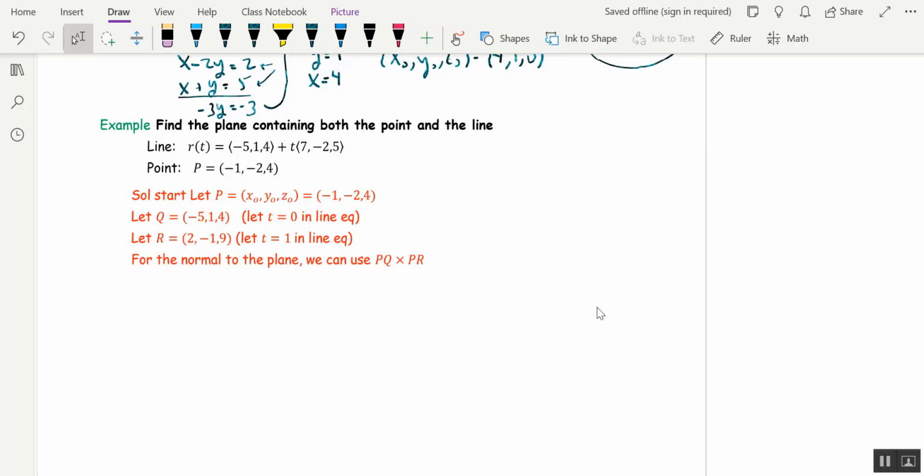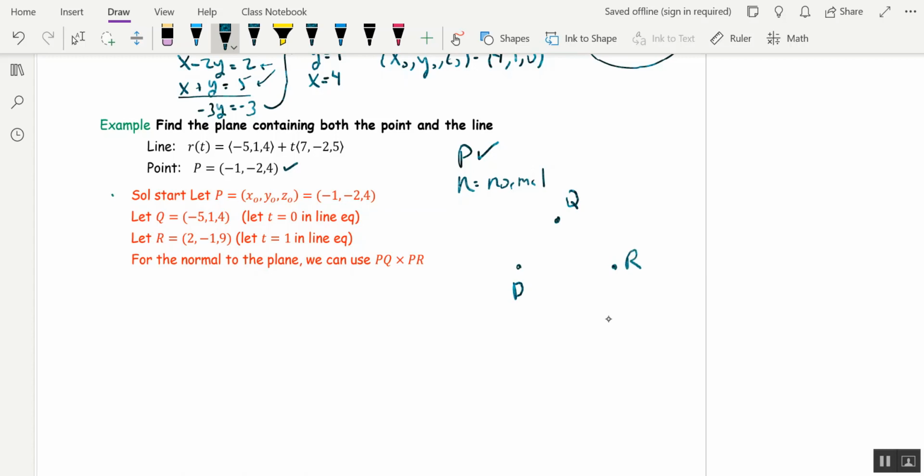Okay, and one more. Find the plane containing both the point and the line. So recall, for a plane, we need two things. We need a point on the plane. We've got that. That's given, P. And we need a normal to the plane. So a good way to get the normal would be to find 3 points in the plane. So I've got my P. I can get a Q, and I can get an R from the line.